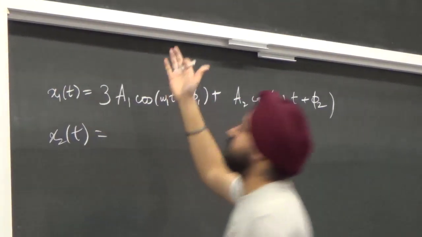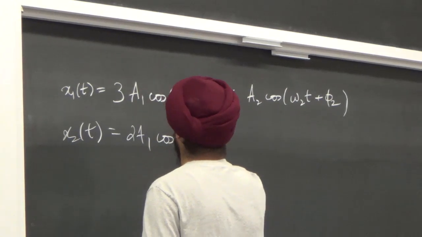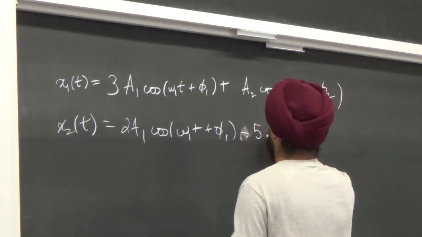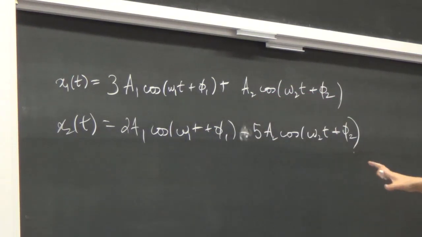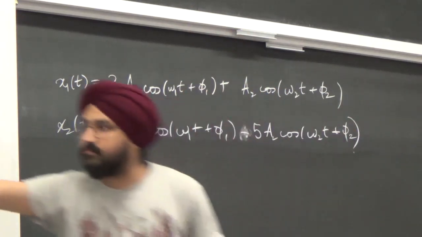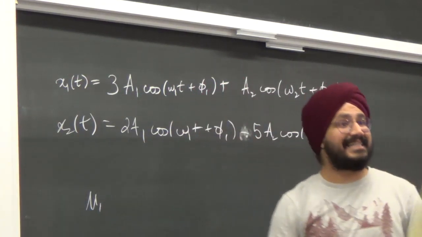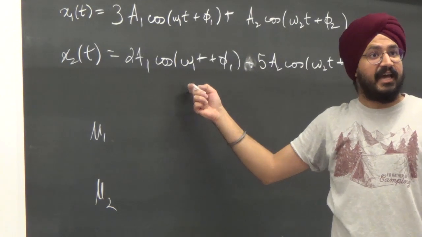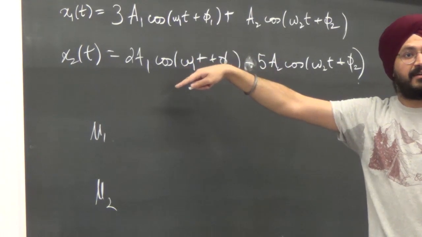x2 of t. Alright, what is this? 2A1 cos omega 1t plus phi 1 plus minus 5 A2 cos omega 2t plus phi 2. Okay? General solutions are just eigenvectors with their oscillations, put them together, linear sum, superposition. Now, I want to find a u1 and u2 such that u1 depends only on the omega 1 piece and u2 only on the omega 2 piece. So how do I combine these equations together to do that?